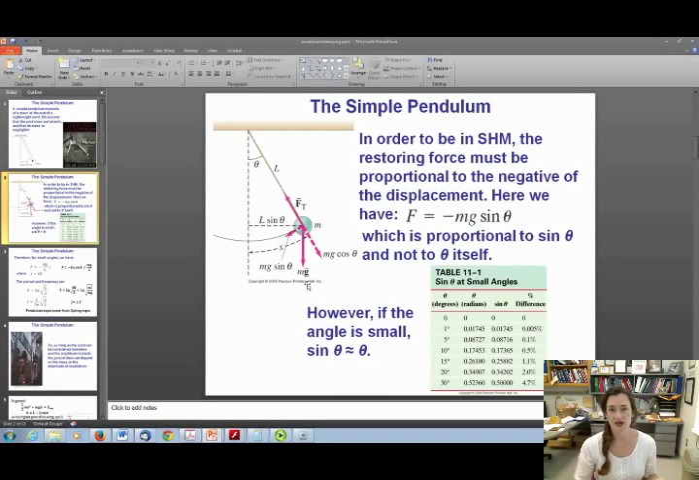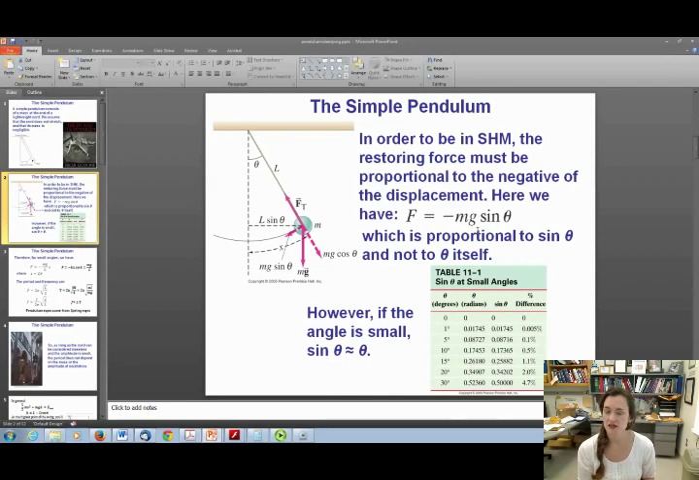So the force along that arc is only a small component of the force of gravity. In fact, it will be given by mg sine theta, and it's negative because it's directed down towards the bottom of the swing. So minus mg sine theta is the restoring force. Now, that's not really proportional to theta itself, where theta is the angular displacement. It's proportional to sine of theta.